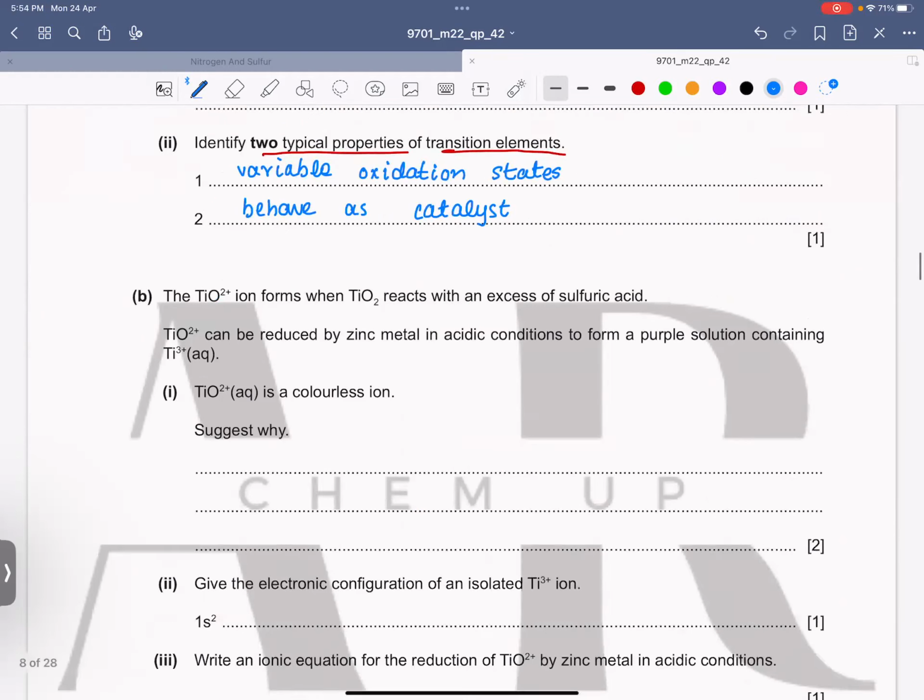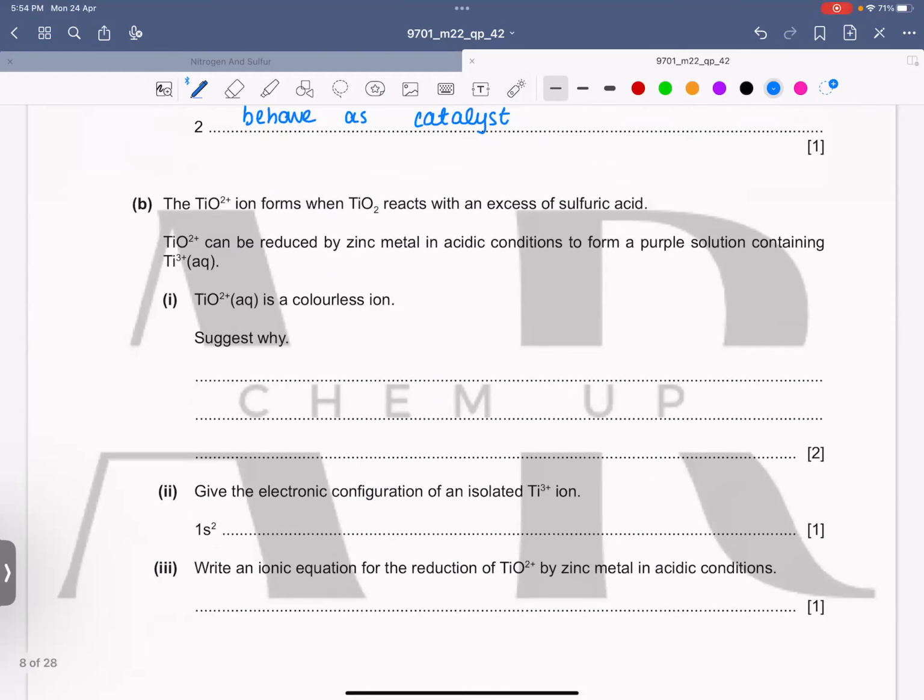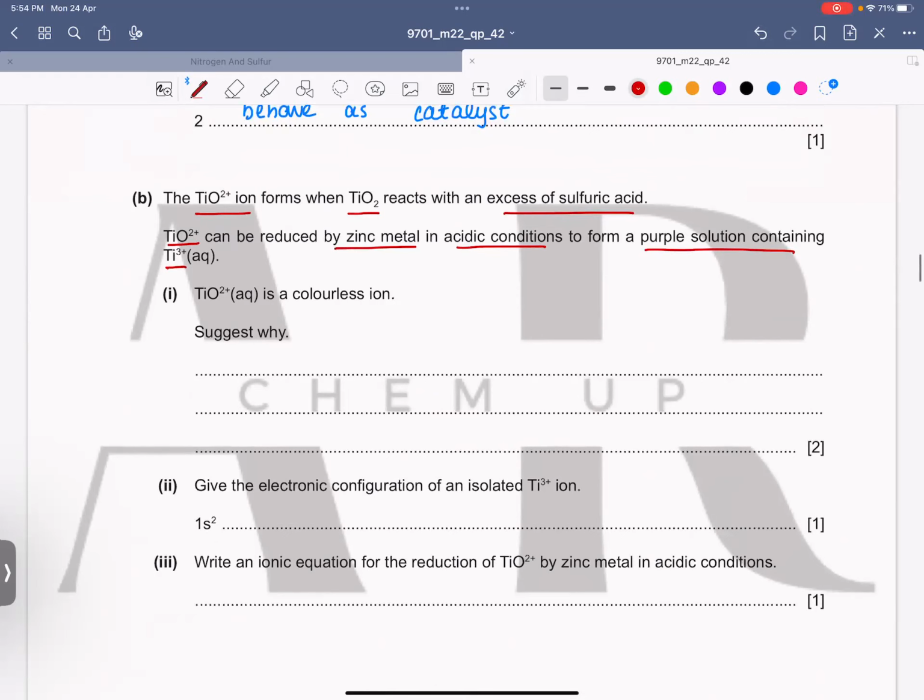Now, part B. The TiO2 positive ion forms when TiO2 reacts with an excess of sulfuric acid. TiO2 positive ion can be reduced by zinc metal in acidic condition to form purple solution containing Ti3 positive. TiO2 positive is a colorless ion. Suggest why.